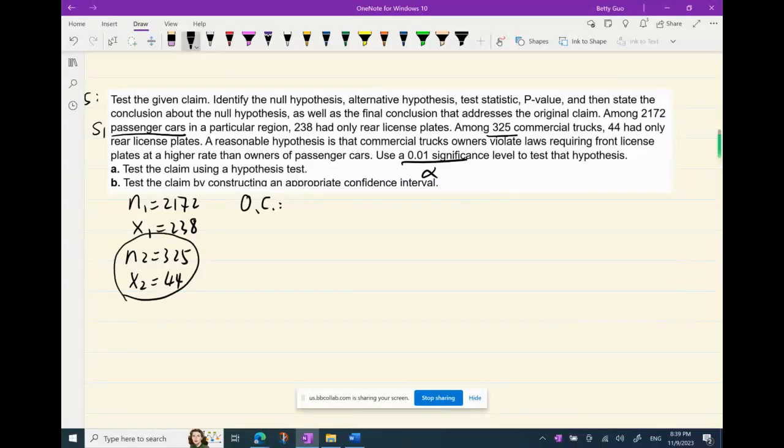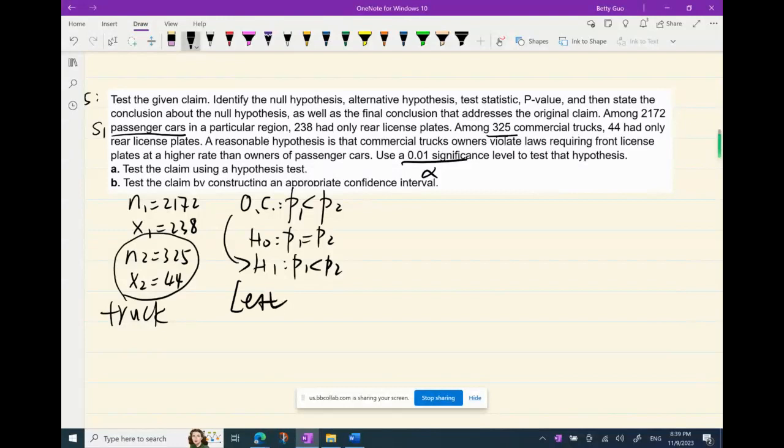Yeah, this is a truck. This is a truck. So p2 is bigger than p1. The passenger car owners are more like rule followers. So this is the original claim, right? p1 is less than p2. So the original null is going to be p1 equals p2. Alternative is going to be p1 less than p2. If you don't see why, please ask. This is a left tail, right? Yeah, we have done this so many times.